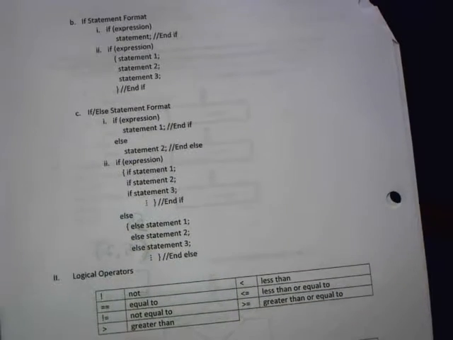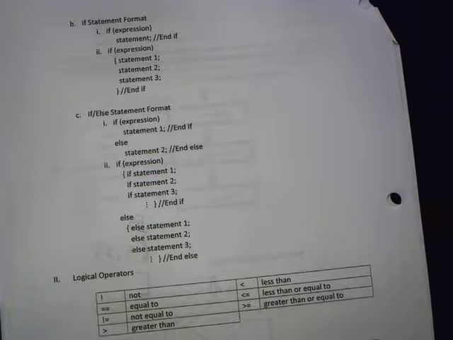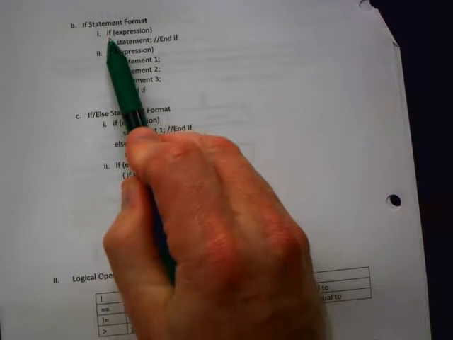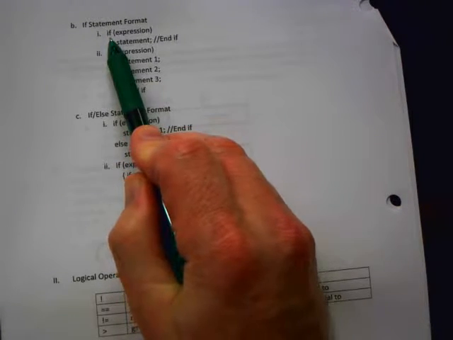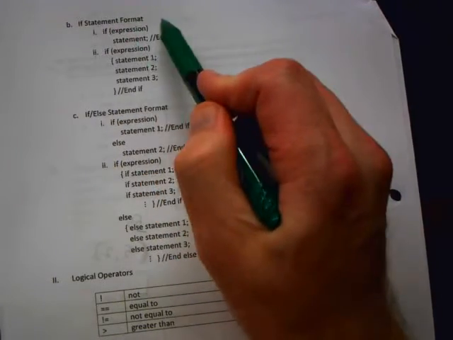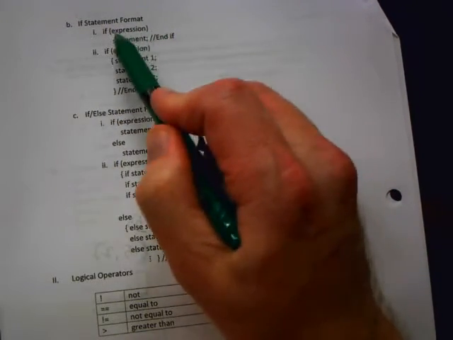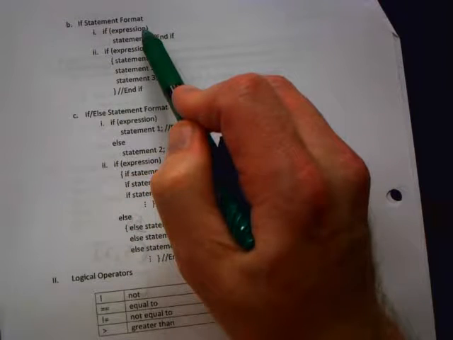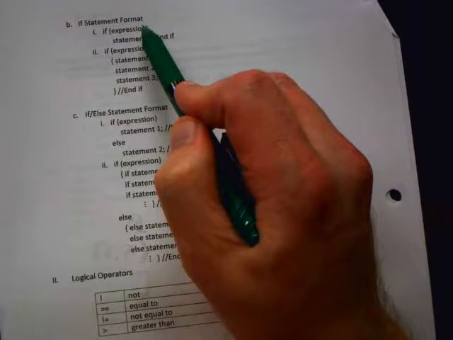All right, so to type an if statement, you're going to type the word if. That makes sense. And then you're going to put a parenthesis, and then you're going to have an expression, something that you want to test. So what kind of thing might you want to test?